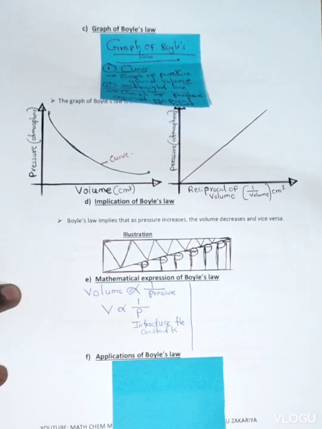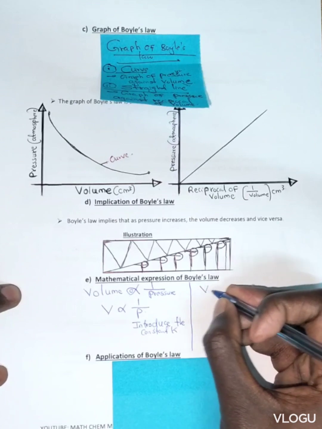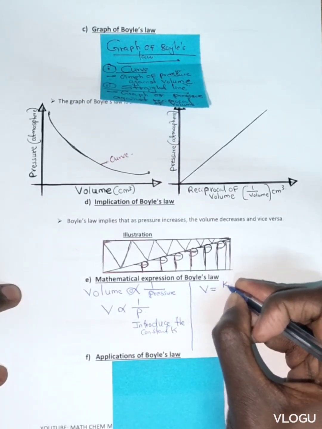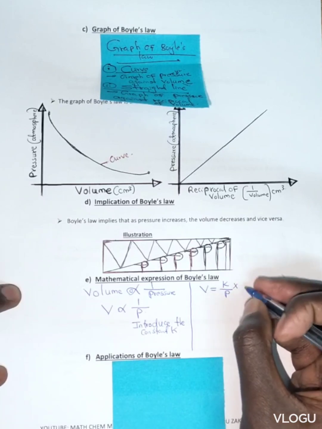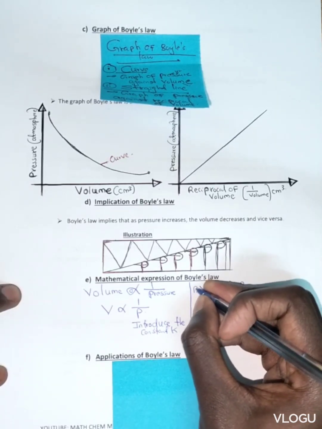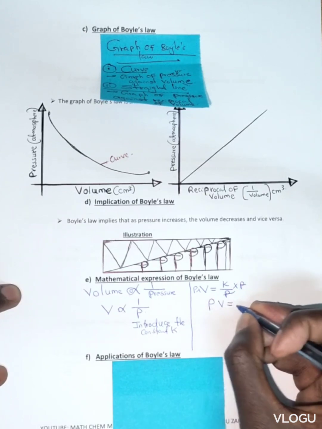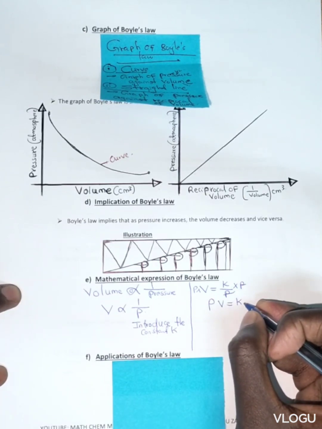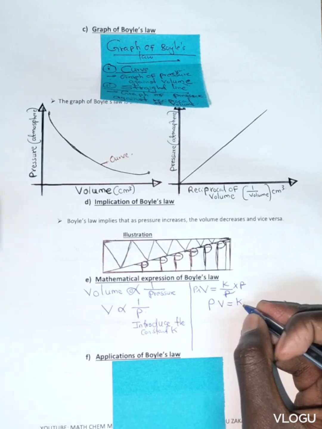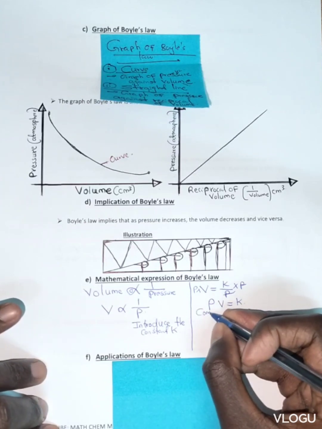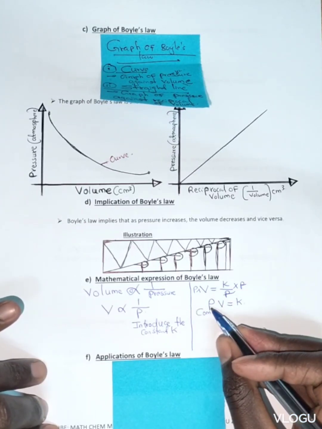If we introduce constant K, what happens? This sign changes to equal, so volume is equal to K over P. We multiply here by P, I multiply here by P, so PV is equal to K. How do we compare two gases? How does Boyle's law show the comparing of two gases? Because this is the formula of Boyle's law now.